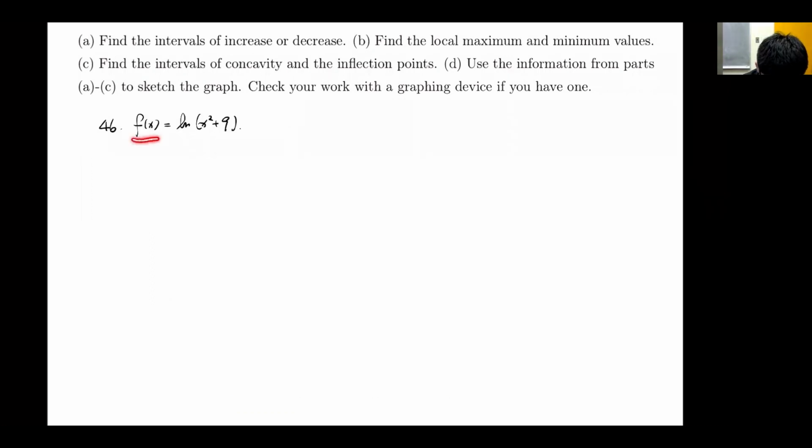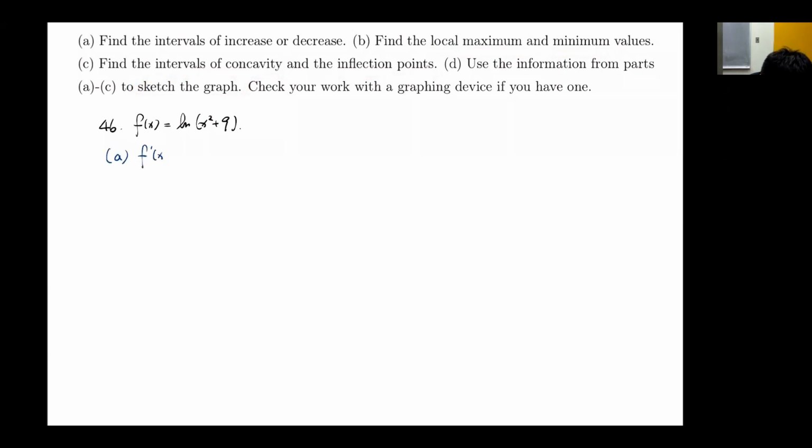For f of x equals the natural log of x squared plus 9, we need to find the intervals of increase or decrease. We need to find local max, local min, and intervals of concavity and inflection points. And finally, we need to sketch the graph. All right, so let's see how to proceed with this function. We will start by getting its derivative.